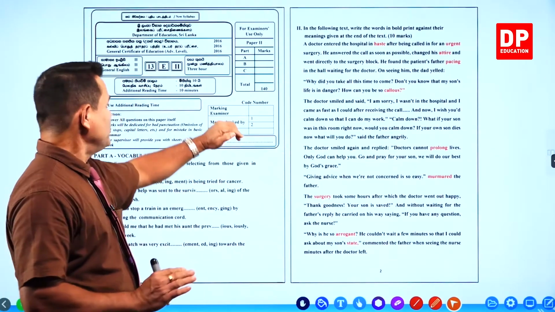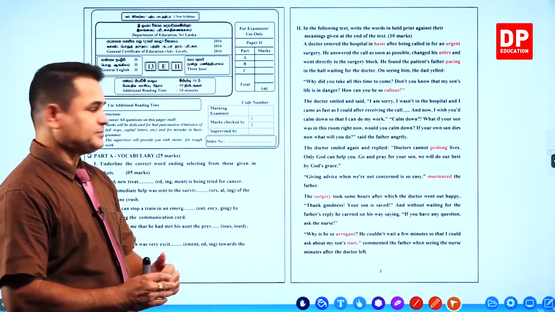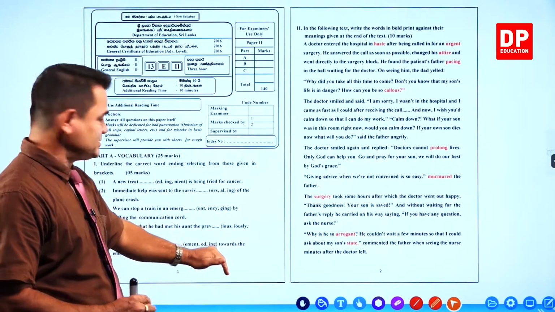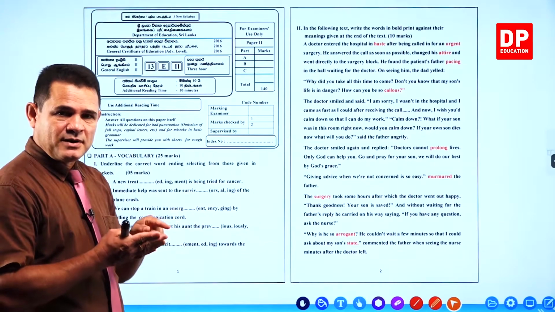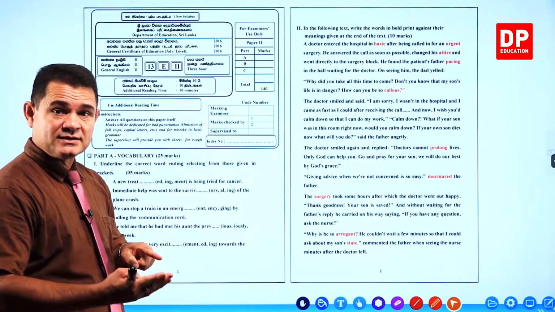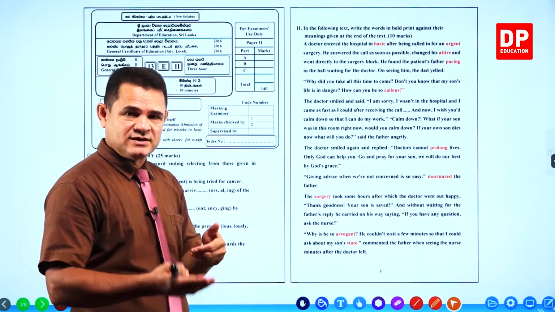That is only, don't write anything else here. Then after that you get the questions. Part A. So in this one also there are part A, part B, part C, part D. Likewise, there are different sections.